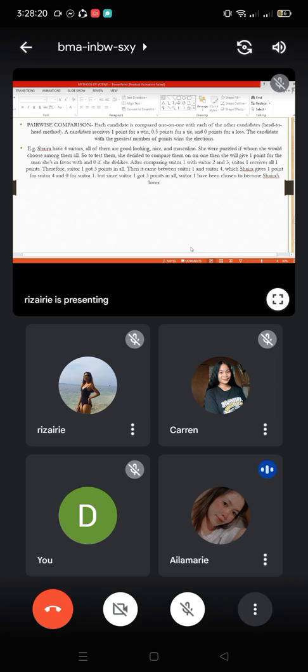After comparing suitor 1 with suitors 2 and 3, suitor 1 received all 1 points. Therefore, suitor 1 got 3 points in all. Then it came between suitor 1 and suitor 4, where Shaira gives 1 point to suitor 4 and 0 to suitor 1. But since suitor 1 got 3 points in all, suitor 1 has been chosen to become Shaira's lover.